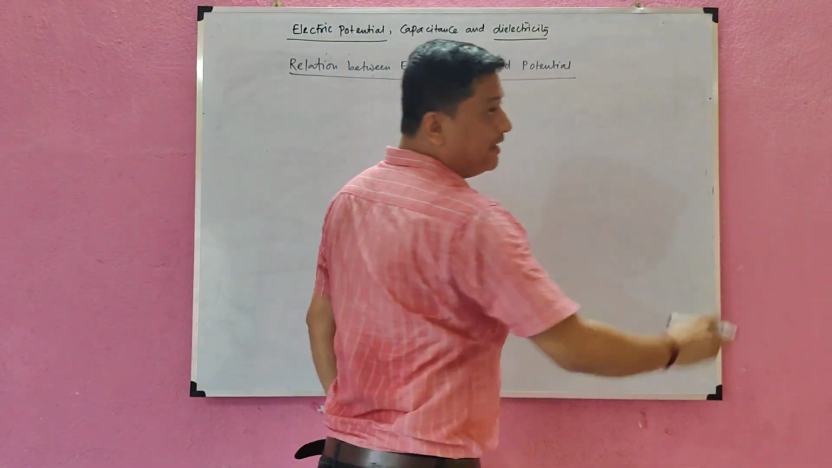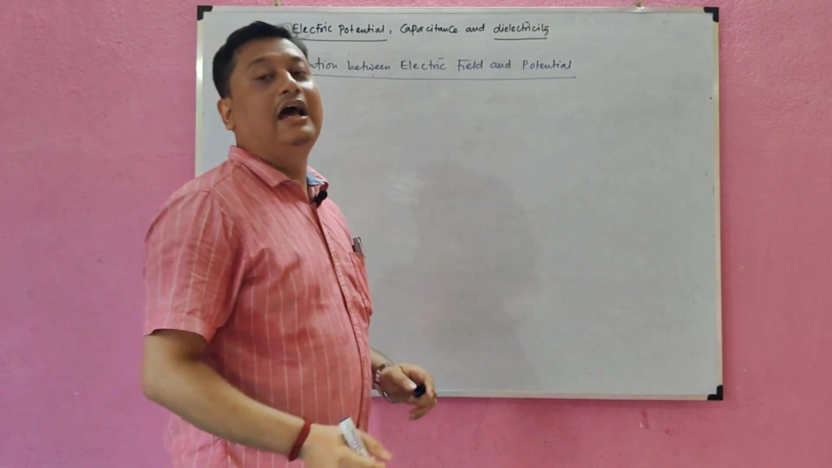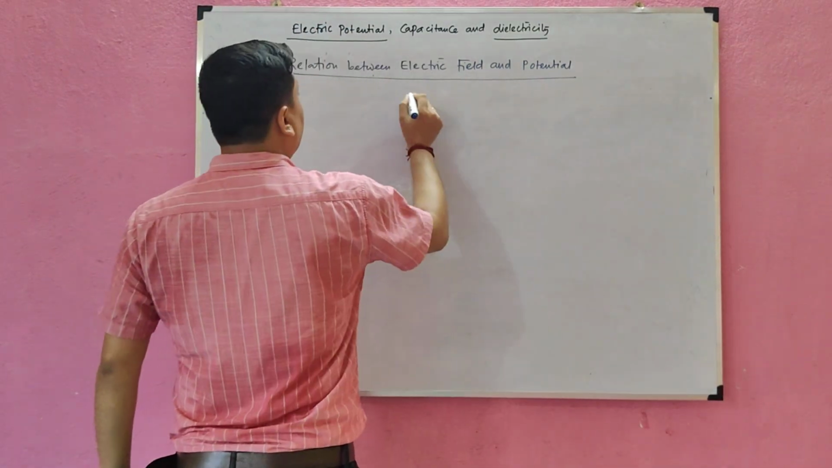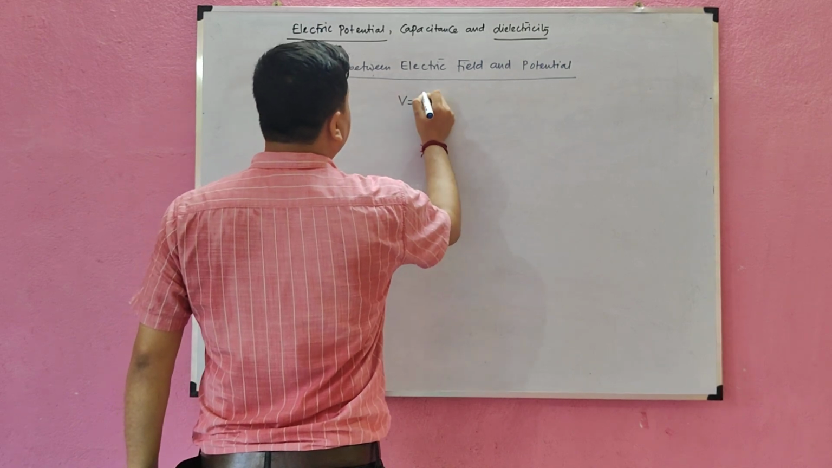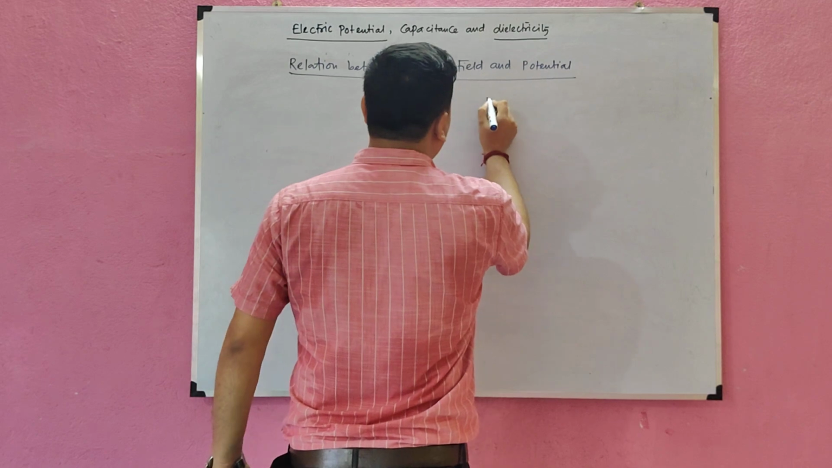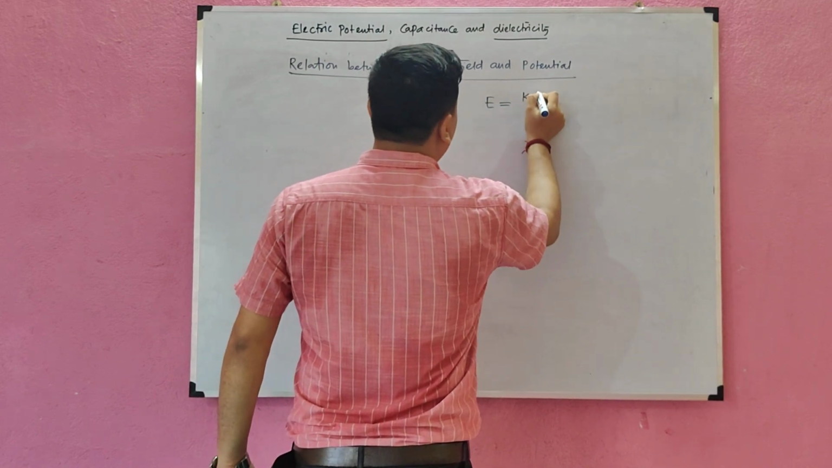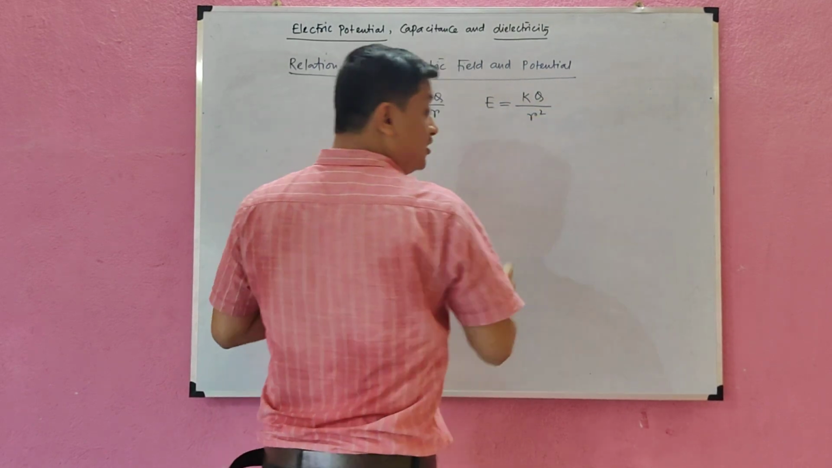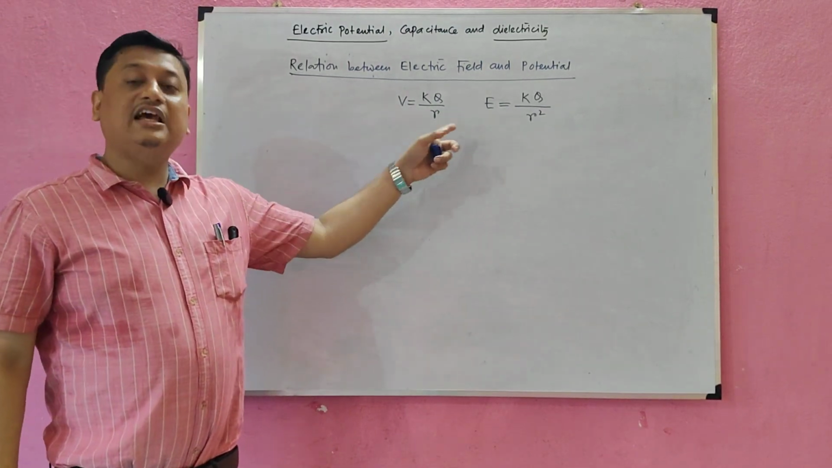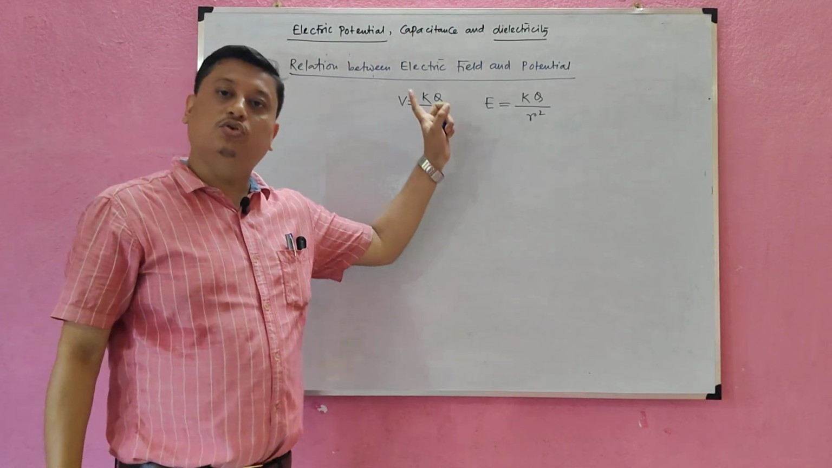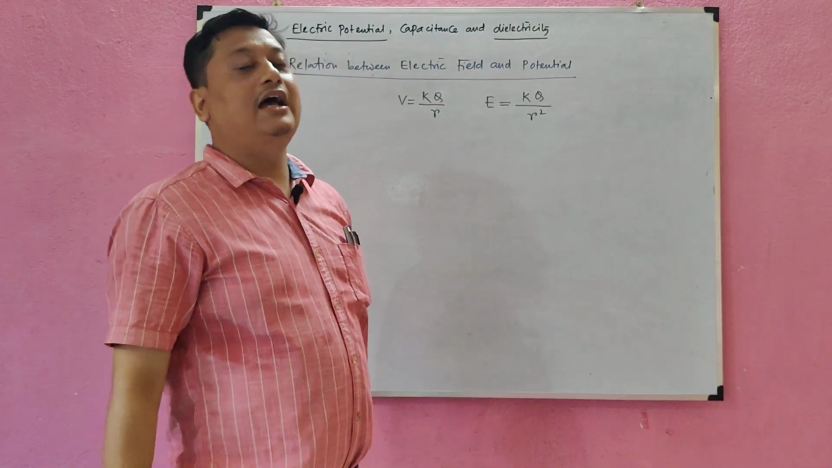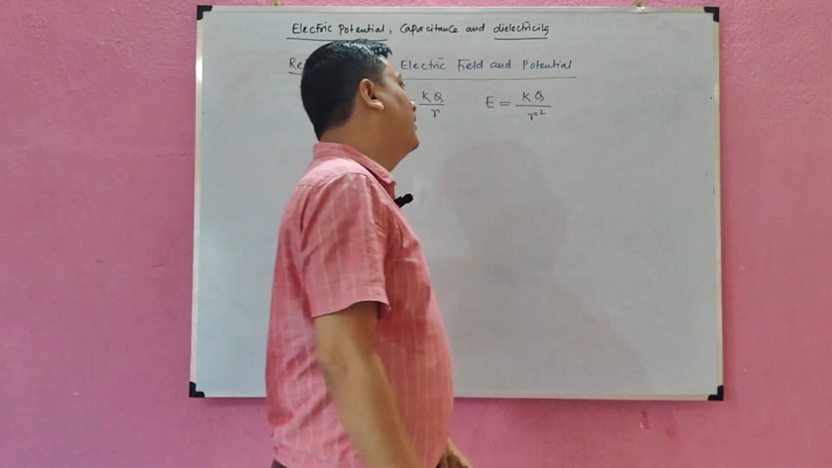So we can draw the graph between potential and distance, and we can draw the graph between E and R. Suppose what is the expression of V? V is equal to K Q upon R. What is the expression of E over there? That is K into Q upon R square. So just one R is missing over there. Otherwise, potential and electric field both depend upon the source charge, and for potential only distance, and for electric field distance square.